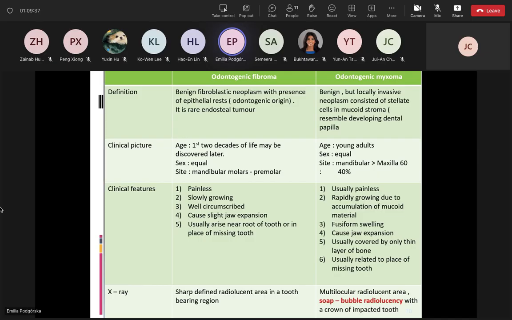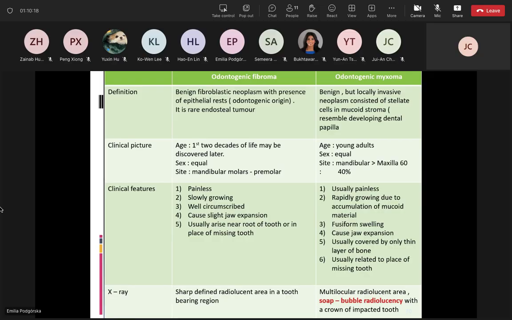Odontogenic fibroma is a benign fibroblastic neoplasm with the presence of epithelial rests. It is of odontogenic origin and is a rare endosteal tumor. Age: first two decades of life, though it may be discovered later. Site: mandibular molars and premolars. It is painless, slowly growing, well circumscribed, with slight jaw expansion, and usually arises near the root of a tooth or in place of a missing tooth. Radiographically, a well-defined radiolucent area in the tooth-bearing region.